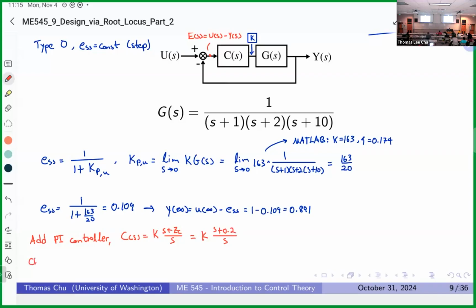And then we choose our K for the compensated system that corresponds to zeta equal to 0.174. That's it, and we're done. You don't need to calculate anything. It's just MATLAB now, or Python.